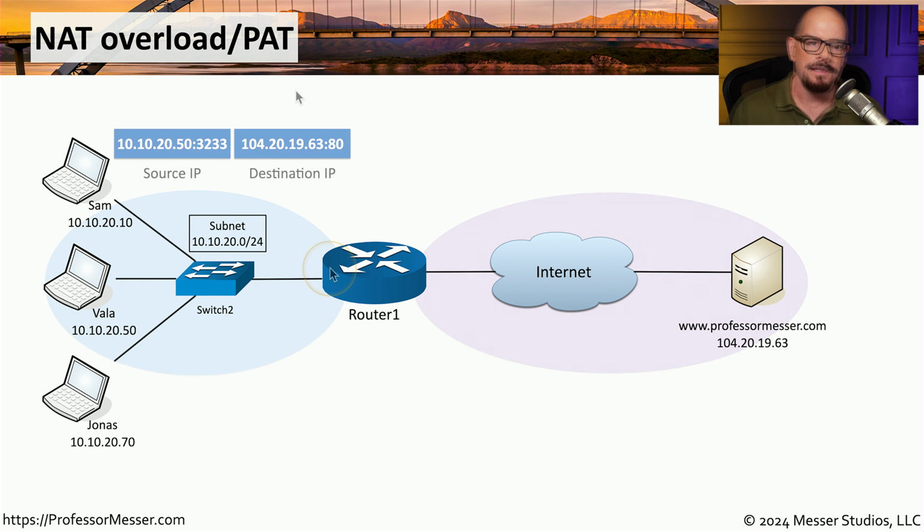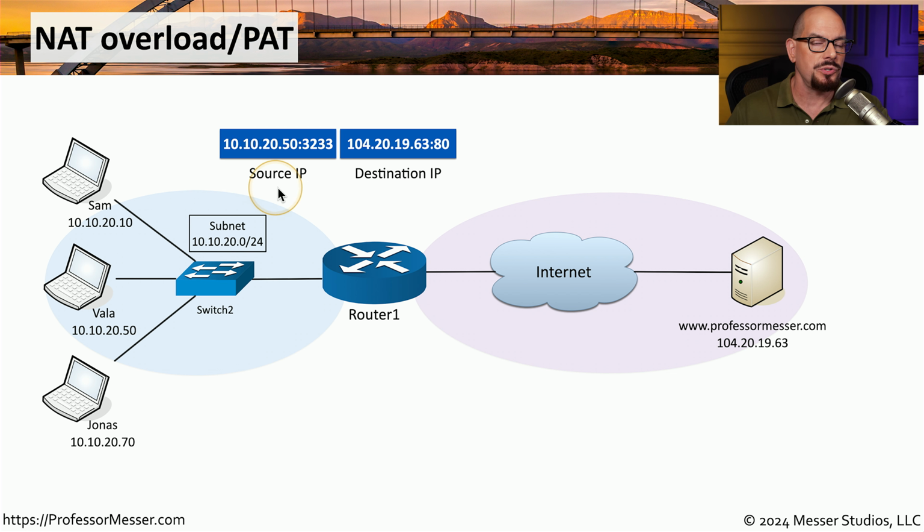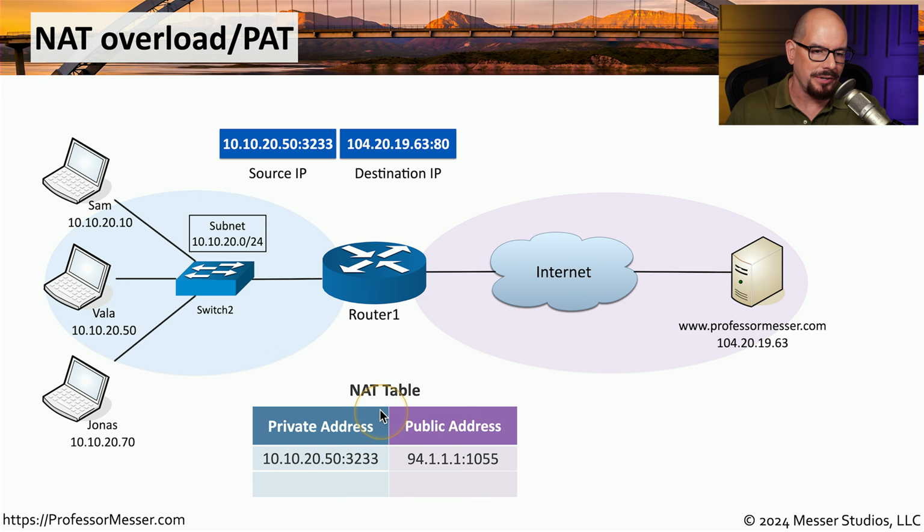Let's take that same example where Vala would like to communicate to ProfessorMesser.com. Vala's IP address is 10.10.20.50, but you'll notice we'll also include the source port number, which in this case is 3233. The destination IP address is obviously the IP address of the Professor Messer web server at 104.20.19.63, and in this case, Vala is communicating to that server over port 80. When that packet is received by the router, it understands that 10.address needs to be translated to a public IP address, and inside of this router is a network address translation table that shows both the private address and the public address that it's translated to.